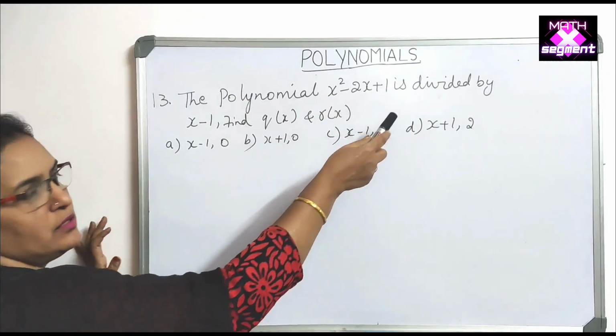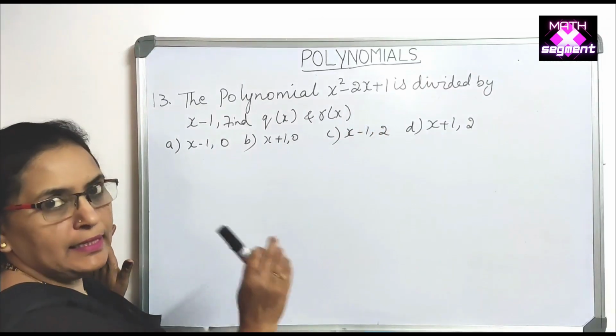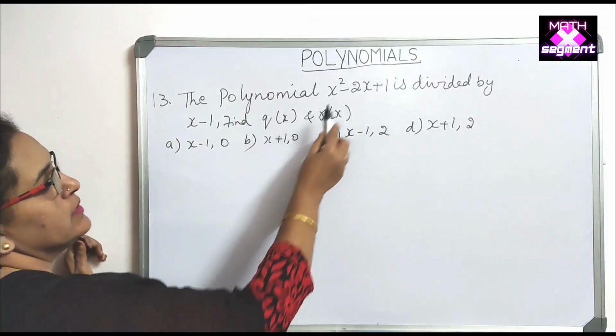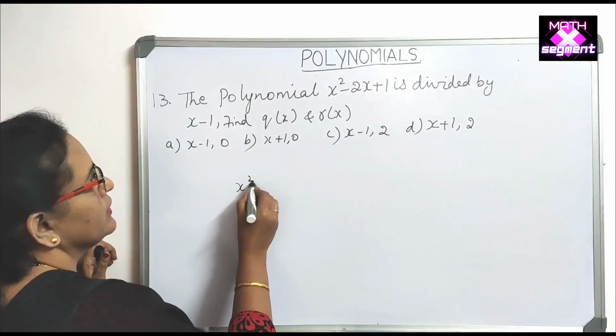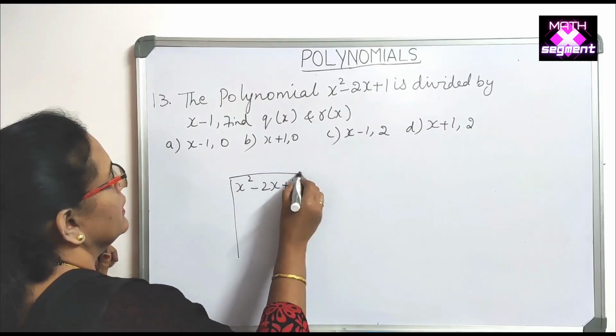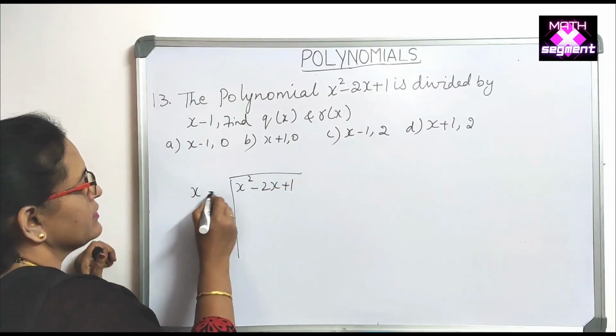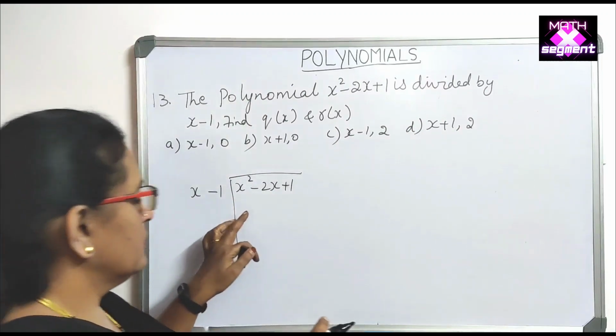So once it is division, then we have to check whether the degrees of the given polynomial are in decreasing order. So now it is 2, 1 and 0. It is there in the decreasing order. So we need not worry. We can just start the sum by writing the polynomial. And what is the divisor? x minus 1. That also is in decreasing order. So let's do the sum.